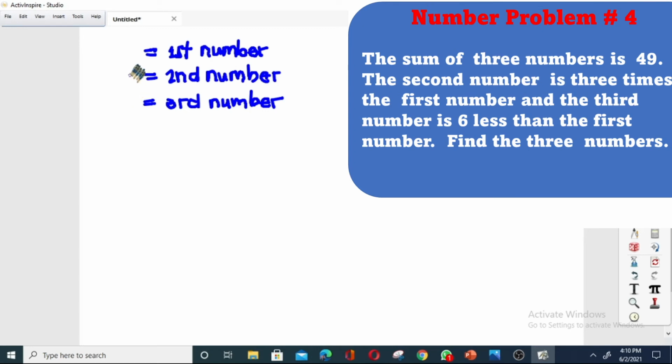So it's clearly mentioned in the problem that x must be the first. x should be assigned the first number because the second number is 3 times the first. 3 times the first number as mentioned in the sentence, and the third number is 6 less than, so minus 6 less than.